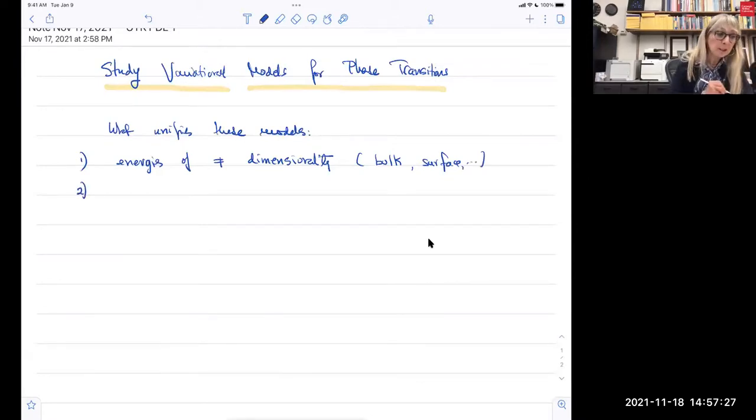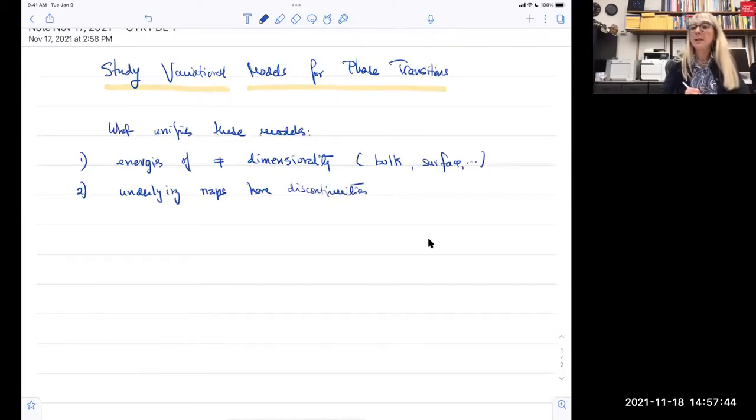And the other thing is that the underlying maps have discontinuities. So in the language, say, of Sobolev theory, you're going to be outside Sobolev spaces' context, because you're going to deal with really big discontinuities in the fields that you deal with. Think about fracture, for example.